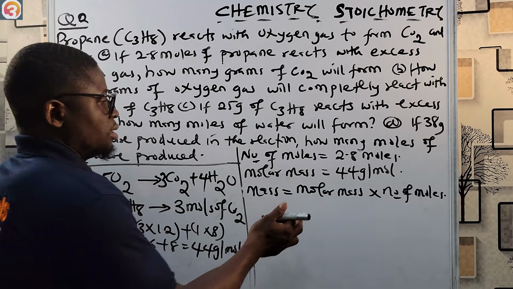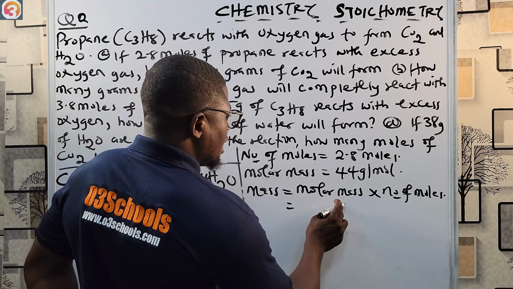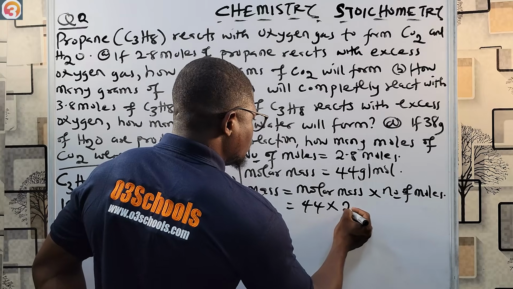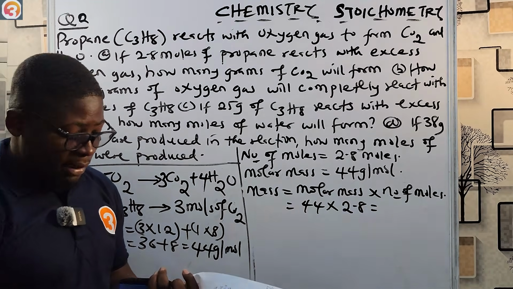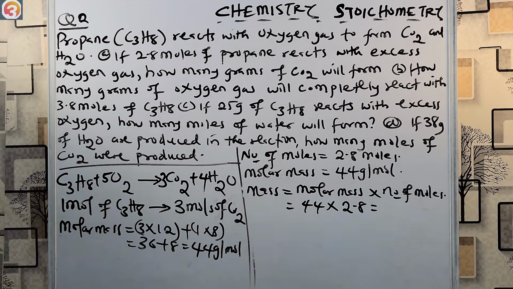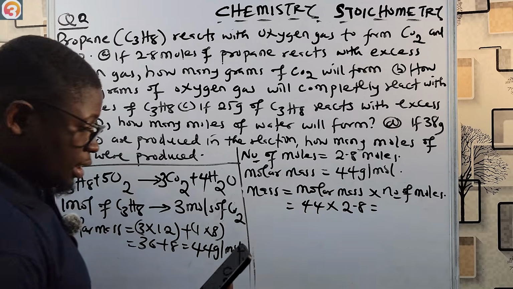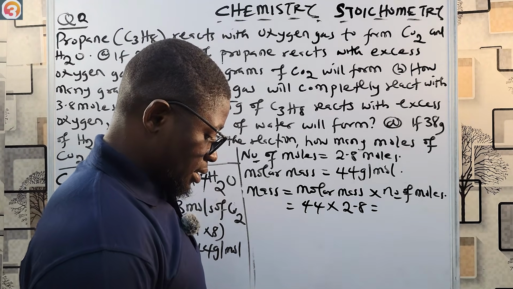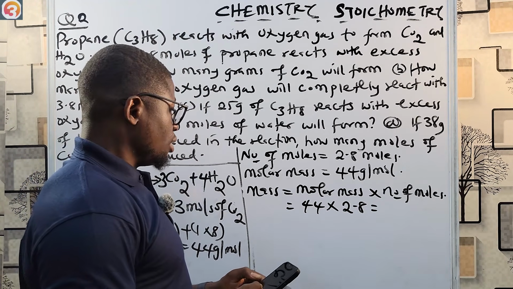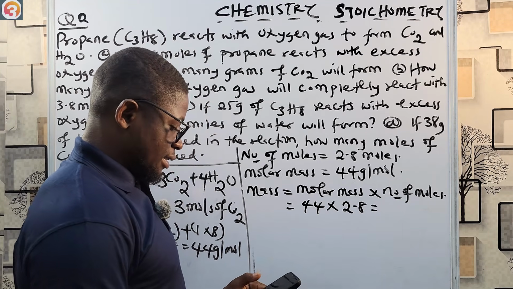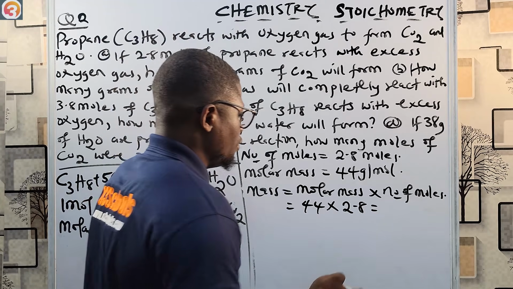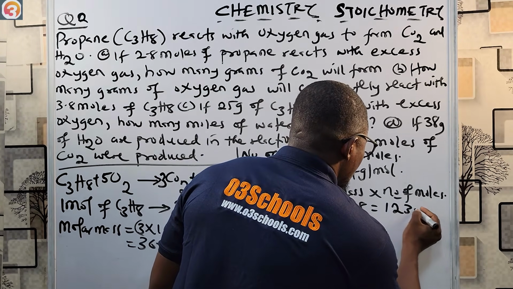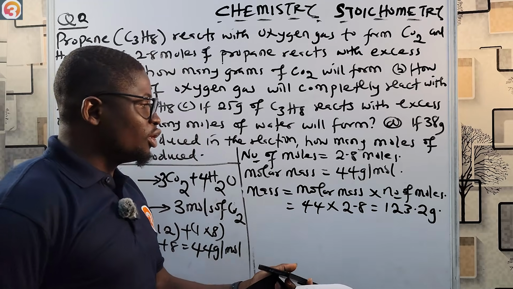Now, mass will be equal to the molar mass, 44, times 2.8. Let me get my calculator. I'm using my phone here as my calculator, please, do not be offended. So 44 times 2.8 will give us 123.2 grams.